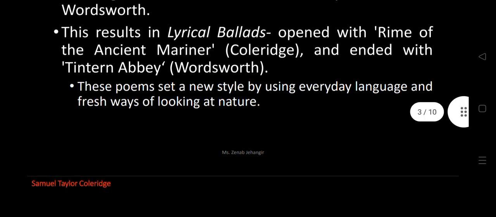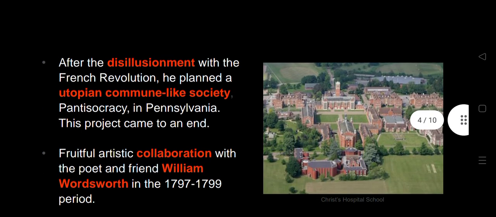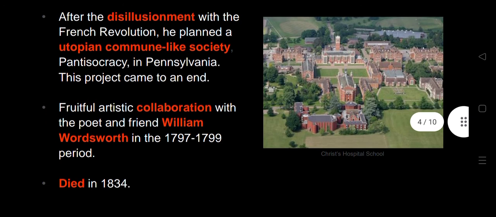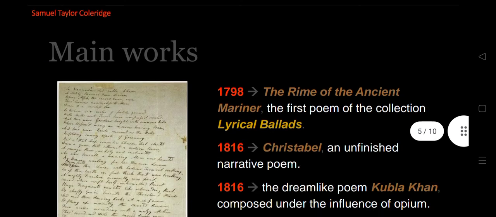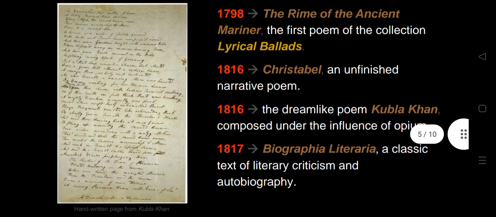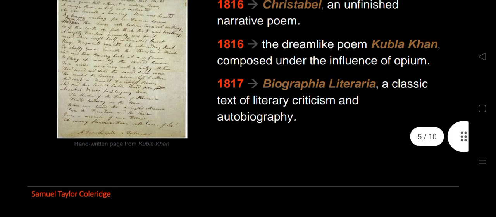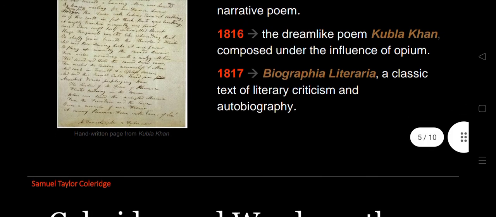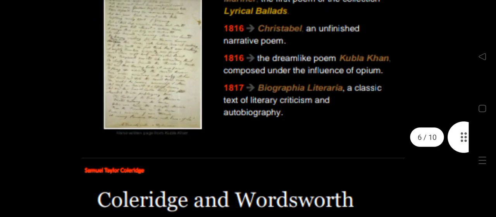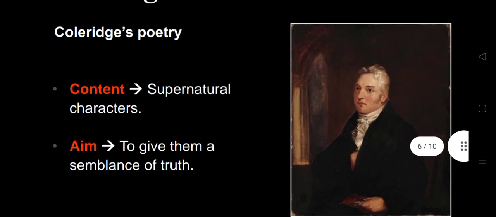And further we'll see. After the disillusionment with the French Revolution, he was influenced by the French Revolution as well, and his main works include The Rime of the Ancient Mariner, Christabel, which is part of your course, I'll cover that, and Kubla Khan, a dreamlike poem which is the product of his poetic imagination. How his poetic imagination is reflected in Kubla Khan is very important. And we'll compare Coleridge and Wordsworth as well.